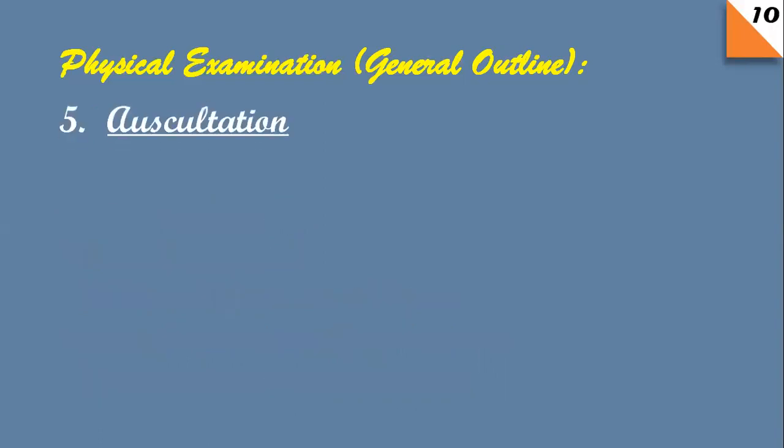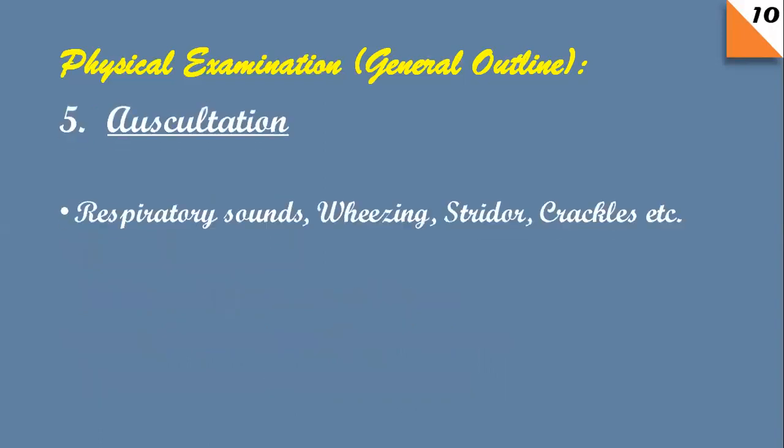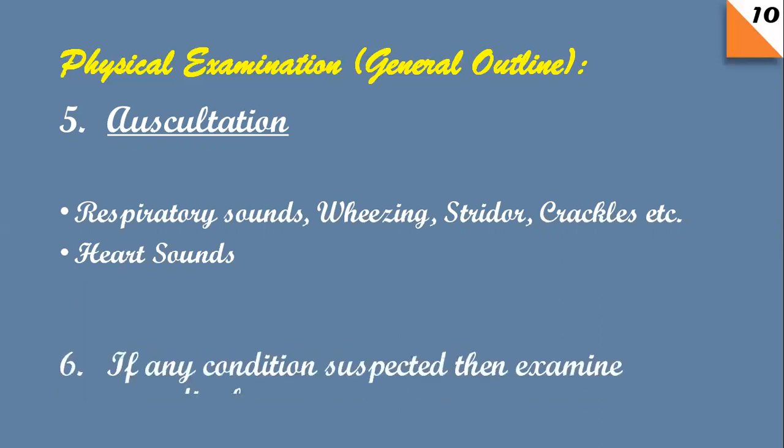The next thing we talk about is auscultation. In auscultation, we listen for the respiratory sounds, we listen for wheezing, stridor, or crackles, and we also listen to the heart sounds to rule out any other cardiac causes.